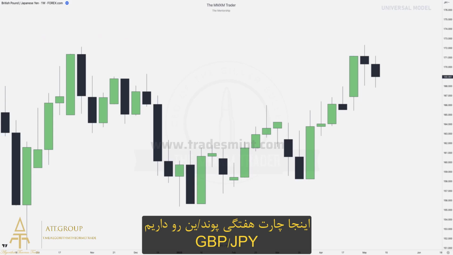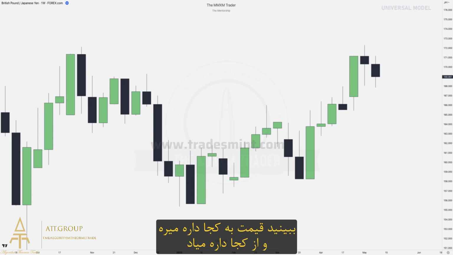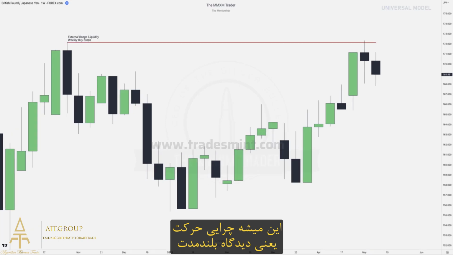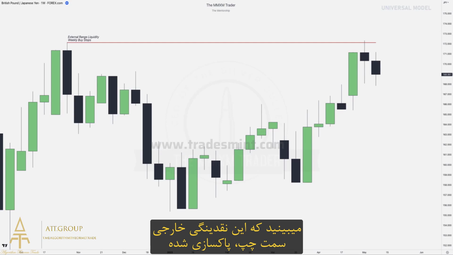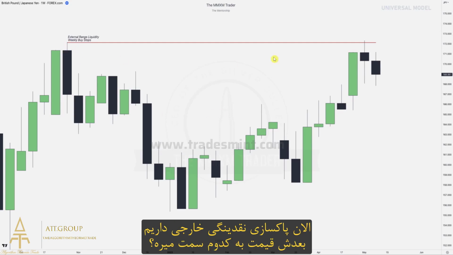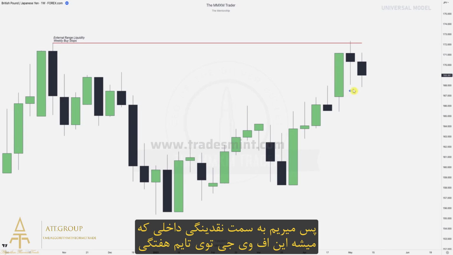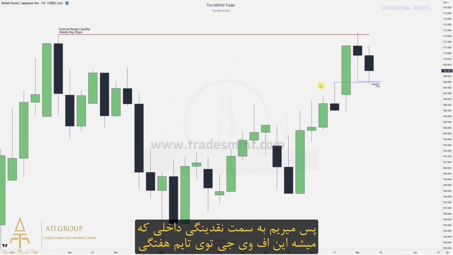We've got this British pound, Japanese yen weekly chart, right? Have a little look, where are we going and where are we coming from? This is the why, right? The long-term perspective. So if you saw that external range liquidity being taken right to the left of here, we've got that external range purge. So where do you see your eye go after external? We know this, we go to internal range, right? So we want to go to internal range liquidity, which is this fair value gap on the weekly time frame.